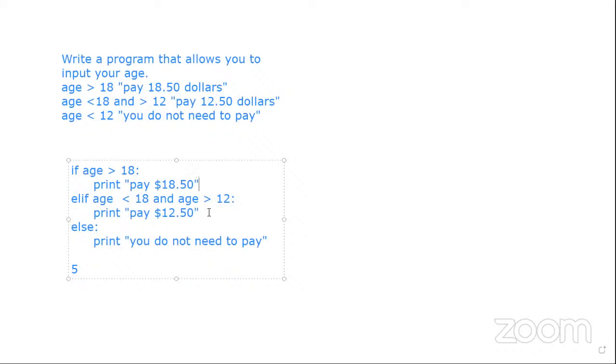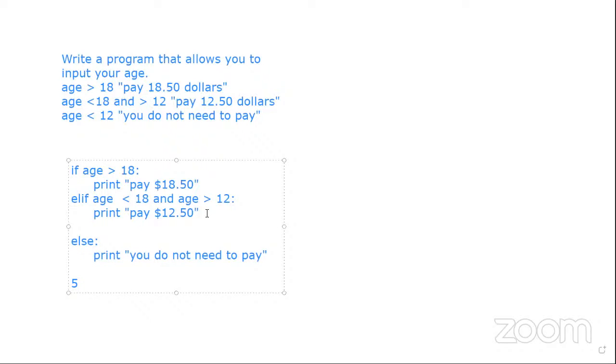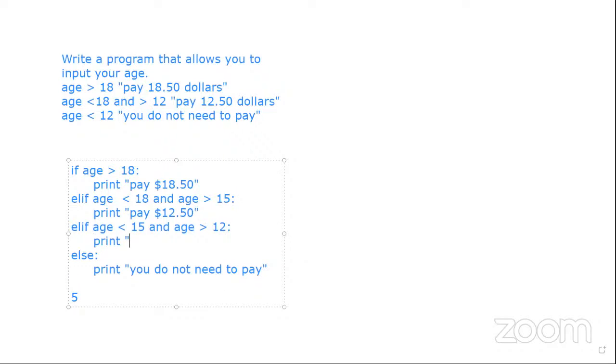Now I can add new conditions. So every time I want to add new conditions, don't use if, you use elif. Say elif age, let's change this to 15. And so elif age smaller than 15 and age bigger than 12, then print pay $10. Okay, look, I just added a new condition using elif. So if you want to add any new conditions, use elif.